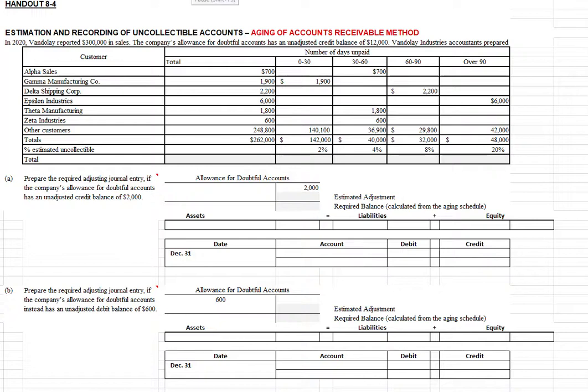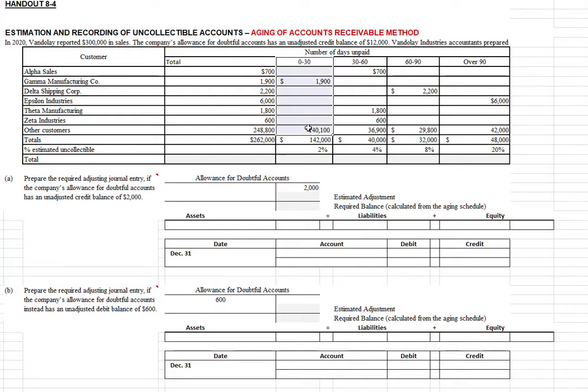In this video, we're going to walk through the preparation of an accounts receivable aging schedule to estimate our ending allowance for doubtful accounts. Rather than using a simple percentage of all receivables to estimate our allowance for doubtful accounts, an aging schedule breaks down our receivables into different buckets or time periods.